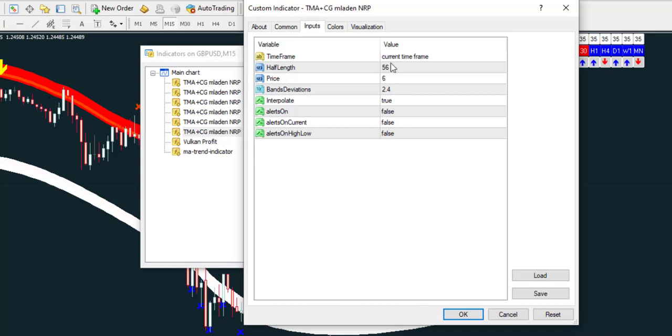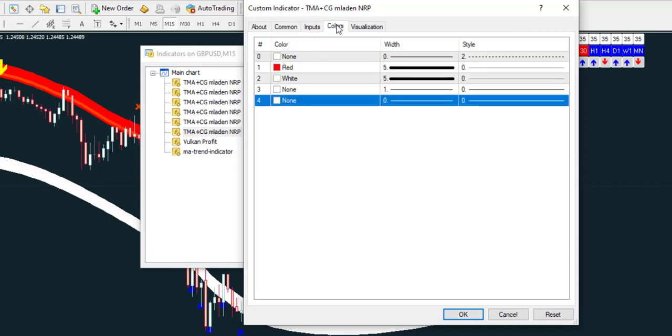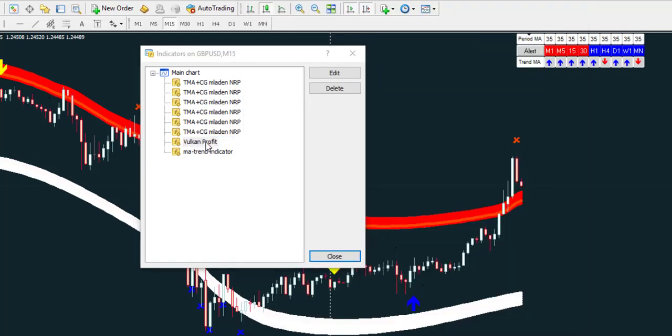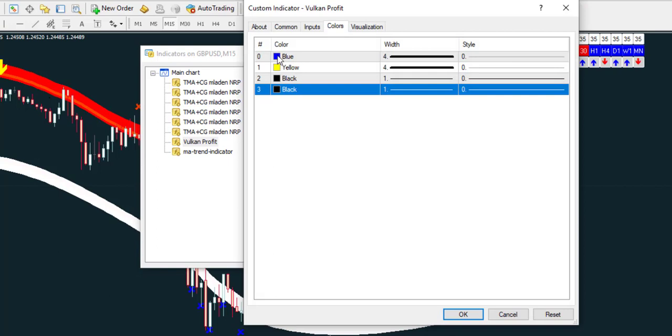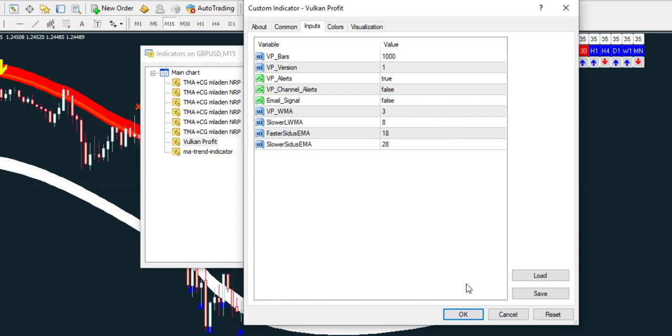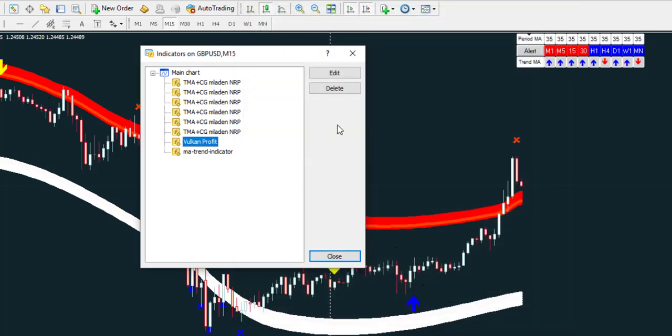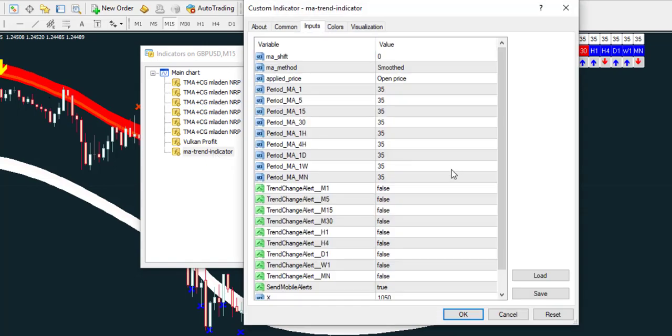Now this is the arrow indicator. The blue and the yellow arrows are from this indicator. It does not repaint. And the last indicator here by my right hand side corner is this MA trend indicator. Just use the default setting. The only thing I change here is this S factor, S value, to 1050, so that it will show at the right hand color where it is showing right now. And these are all the indicators I use for this particular strategy.